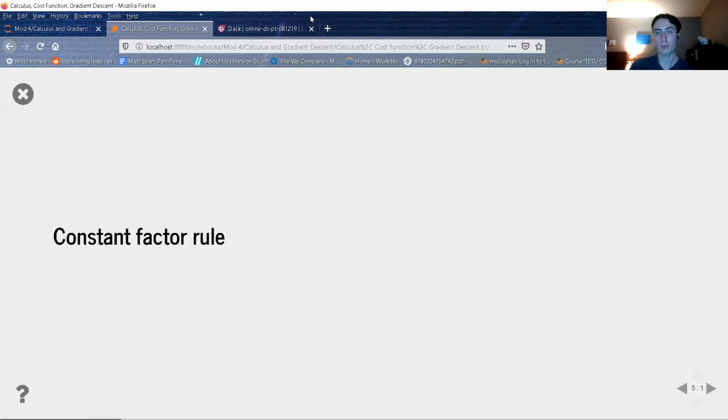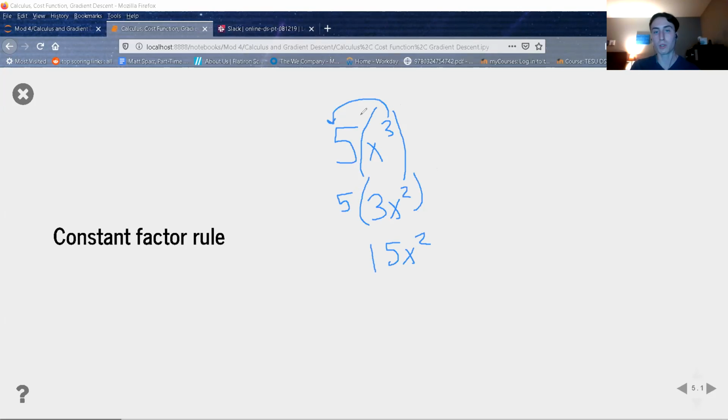All right, the constant factor rule. Now if we have a number in front like this, what happens with the constant factor rule is you can ignore the constant factor on the outside, find the derivative of the inside, so 3x squared, and then just multiply that constant factor back in. So you'd have 15x squared. Or another way to do it is to just move the exponent down and multiply it that way. And then you can just go directly to 15x squared.